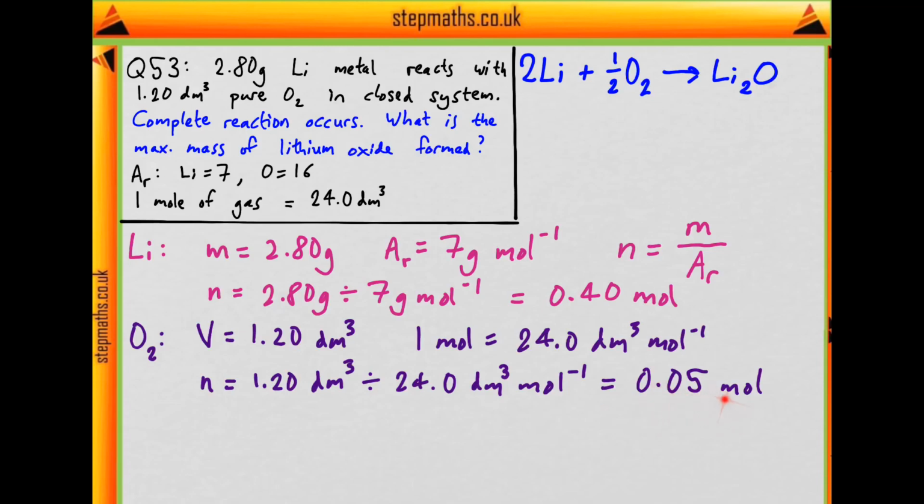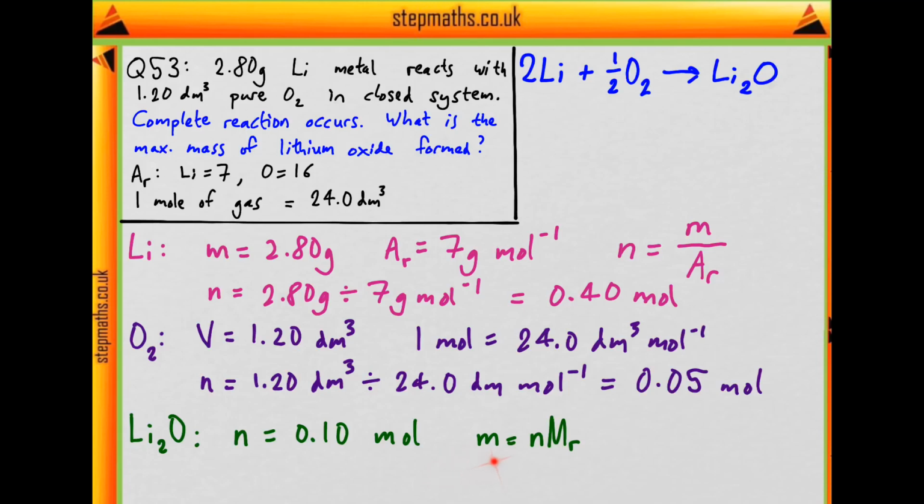Notice that this is much smaller than how much lithium we started with. So the maximum mass of lithium oxide looks like it's going to depend on how much oxygen there is. So finally, how much lithium oxide can we make from this much oxygen and this much lithium? We know that oxygen is the limiting reagent because lithium is in excess compared to oxygen. So how much lithium oxide is produced from this much oxygen? We know it takes half as much oxygen as we have lithium oxide produced. So we need to double this number of moles of oxygen to get the number of moles of lithium oxide, which is 0.1 moles.